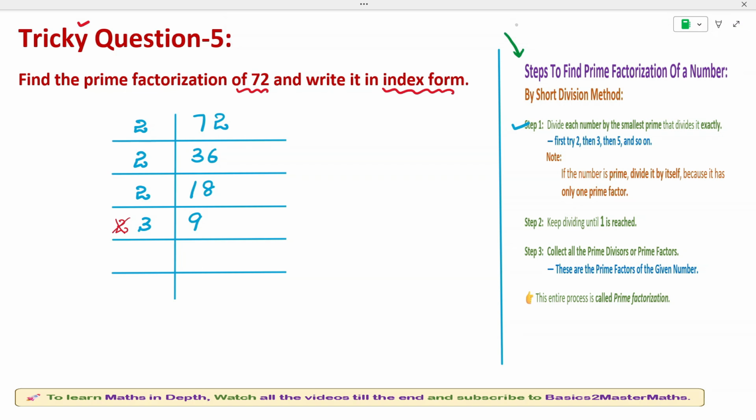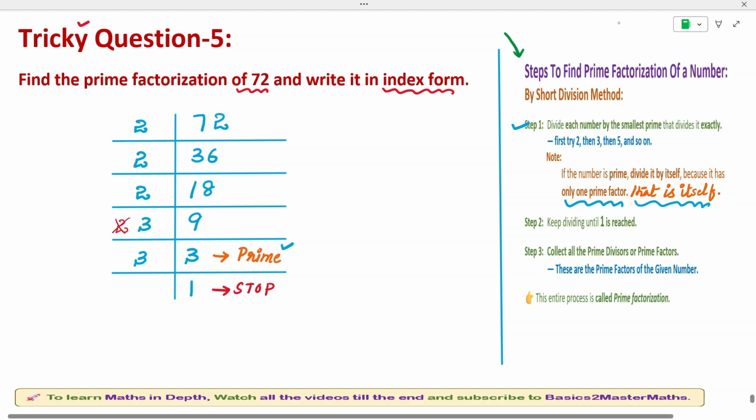Since 3 divides 9 exactly, we get 3. Observe here, 3 is a prime number. So, divide it by itself because it has only one prime factor, that is itself. Got it? Since 3 divides 3 exactly, we get 1. As per step 2, please stop here since 1 is reached.